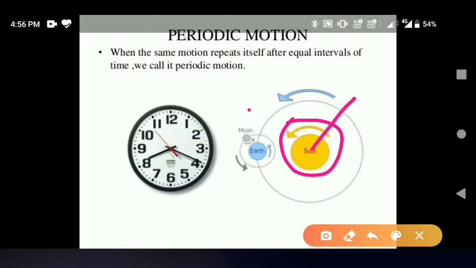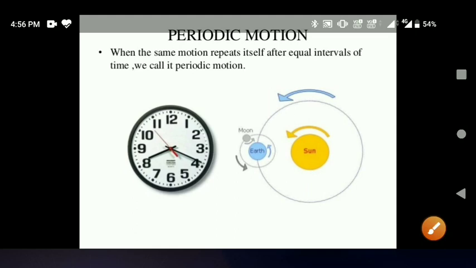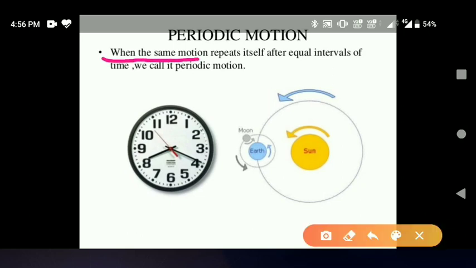The motion of the moon around the earth is also an example of periodic motion. The motion of the earth around its own axis is also an example of periodic motion, because it takes 24 hours to complete this motion. So these are the basic examples of periodic motion. In short, we can say when the same motion repeats itself after an equal interval of time, we call it periodic motion.